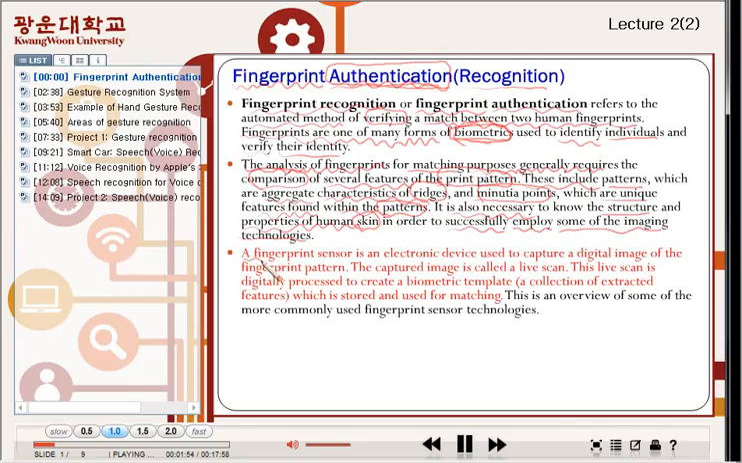A fingerprint sensor is an electronic device used to capture a digital image of the fingerprint pattern. The captured image is called a live scan. This live scan is digitally processed to create a biometric template, which means a collection of extracted features from the fingerprint, which is stored and used for matching. This is an overview of some of the more commonly used fingerprint sensor technologies.